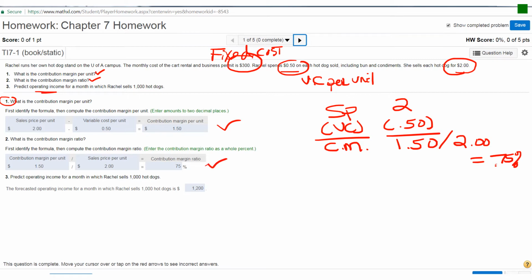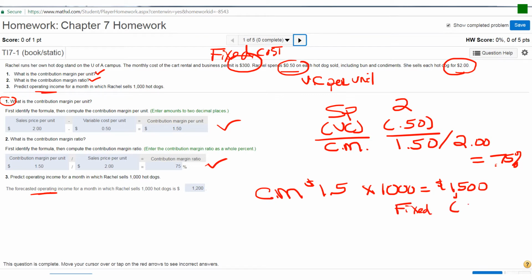And then the last part, to make a prediction on income, what you would do is you take your contribution margin per unit, which in this case is $1.50. You're going to multiply that by, in this case, 1,000 units sold. So that would give you $1,500 of contribution margin dollars. And then of course you still have to pay your fixed cost, which are in this case $300. So you take $1,500, which is your total contribution margin, minus your fixed cost of $300. That would give you an operating income prediction of $1,200.